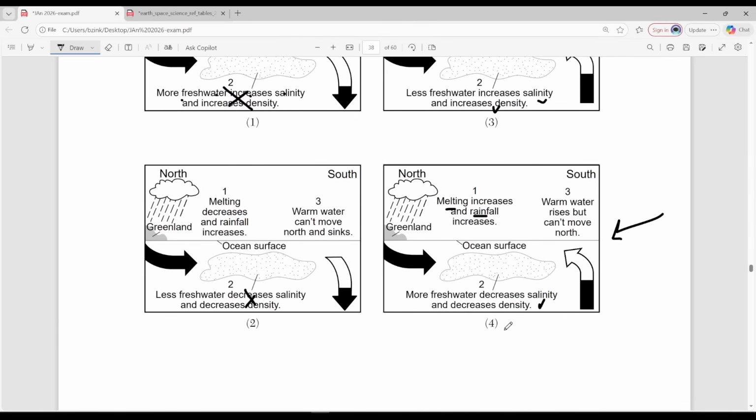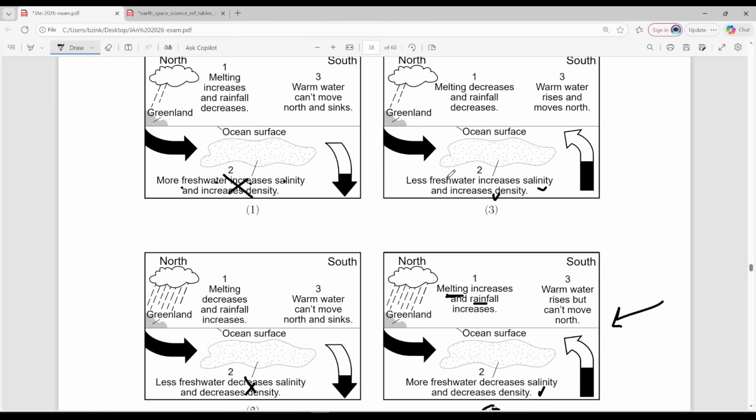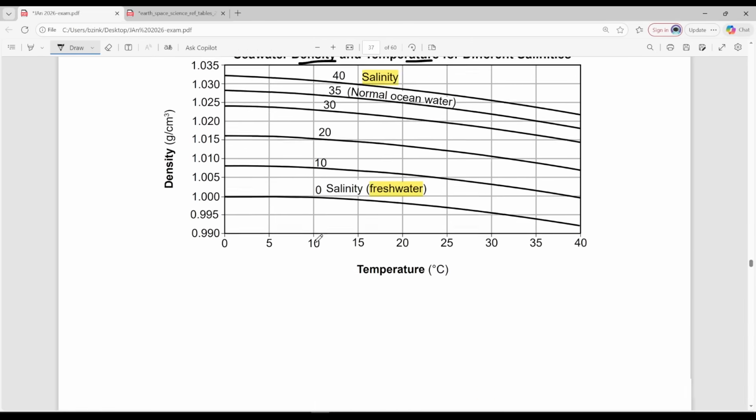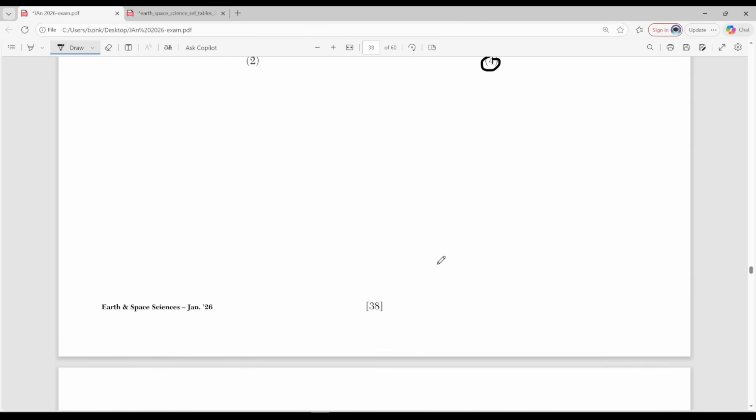So 32, I'm going to go with this one because more melting is going to be from warming. So if the area is being warmer, which it is, you're not going to have decreased melting. So that makes that one wrong. This question was so annoying. I would say so far, this is probably the hardest question. I'm making myself the brain of a kid taking this class. That's very hard.